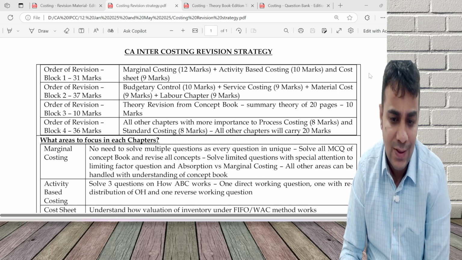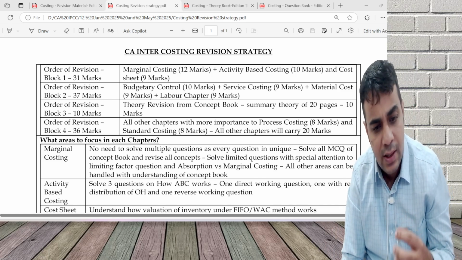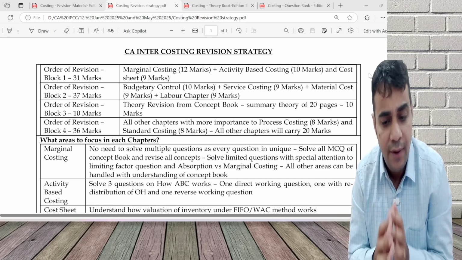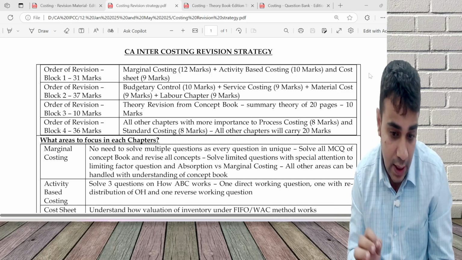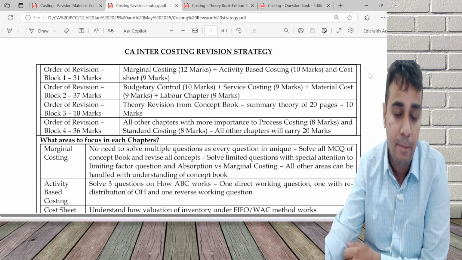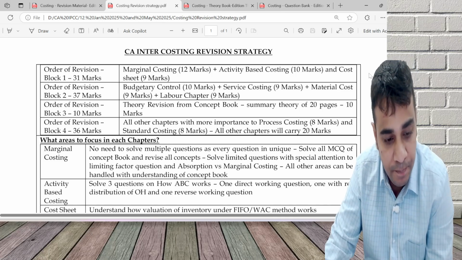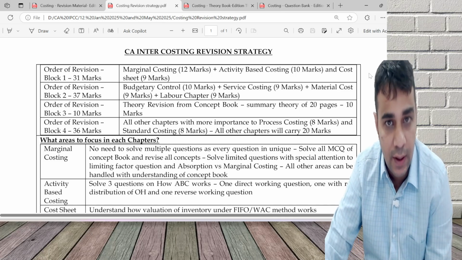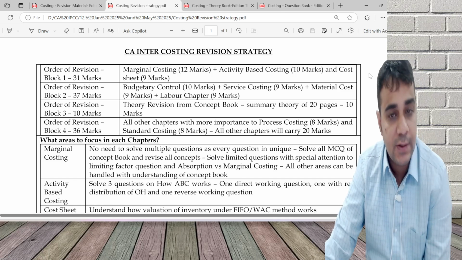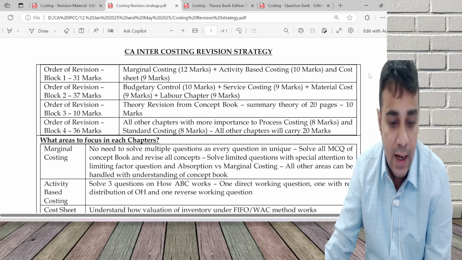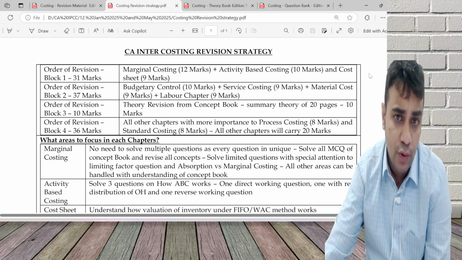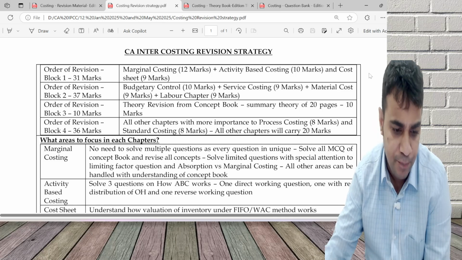Now, as we have 15 chapters, many students find it difficult, because it is too heavy, to decide which area to focus on during the revision phase. So I have made it into four blocks. Block one is for 31 marks. Block two is for 37 marks. Block three is for 10 marks. And block four, the final block, is for 36 marks. All put together, around 125 marks of the paper.